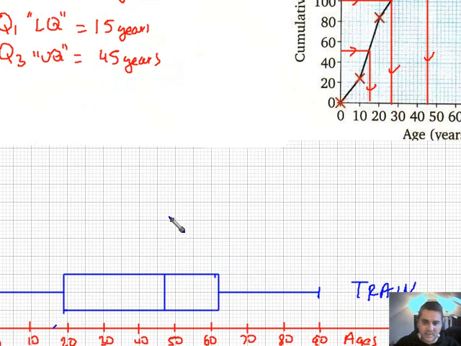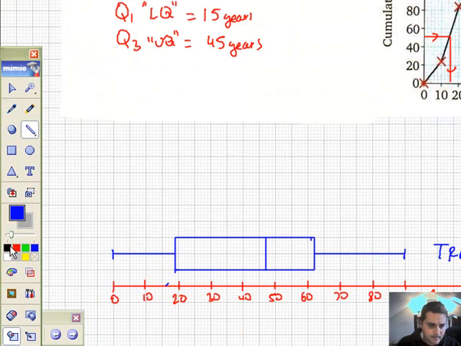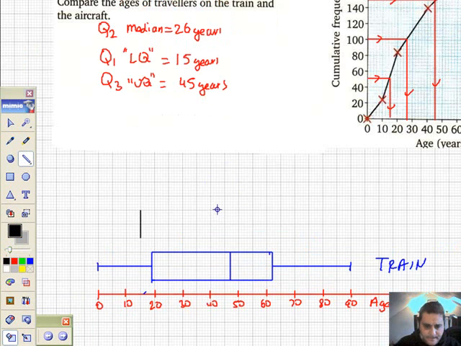And in a different colour, I'm going to do the passengers for the aircraft. So here we go. I better work in black then. So let's just do the figures. Lower quartile, 15 years. So 15 years LQ. So just make it the same sort of size. There it is. Again, I'm using the same scale. I'm between 10 and 20. That's 15. And the upper quartile is 45, which is right here.